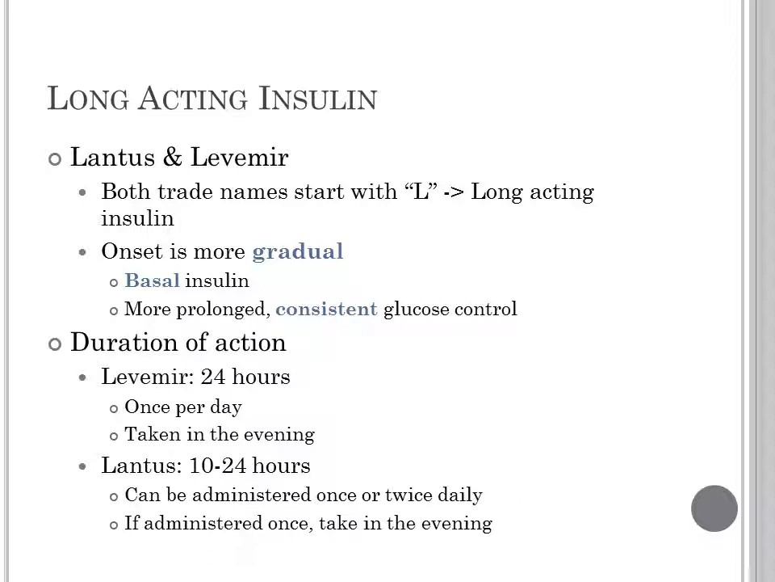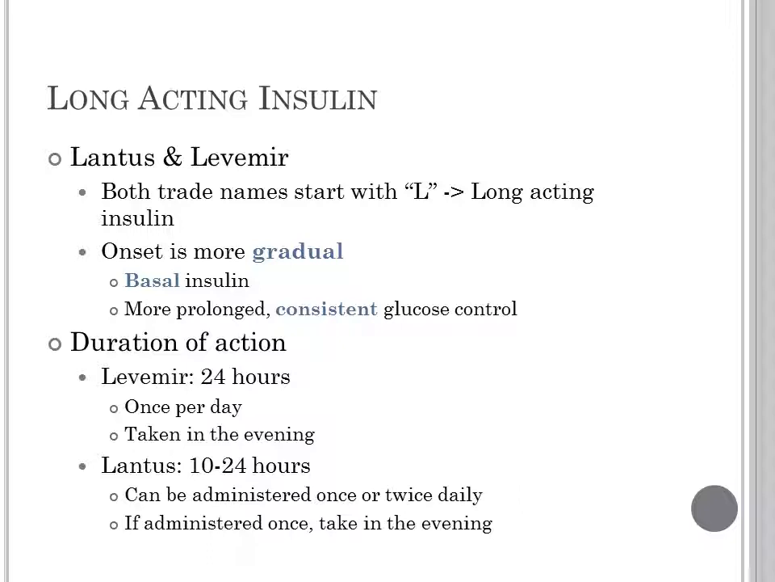Duration of action is where these differ just a little bit. Levemir does have a duration of action for a full 24 hours. For that reason, Levemir is only taken once a day, and it's typically taken in the evening. Every once in a while, you'll see a patient that swears they take it in the morning for whatever reason, but rule of thumb, most of the time they take their Levemir at night, and it's just a once-a-day medication.